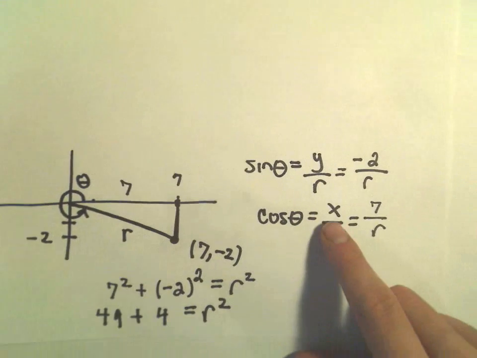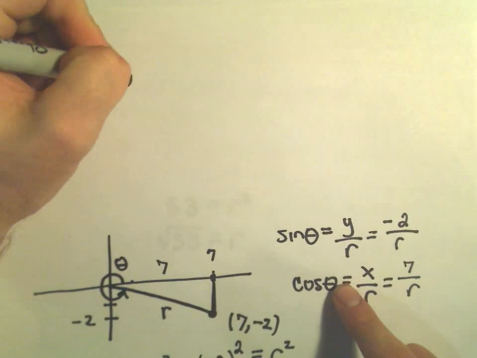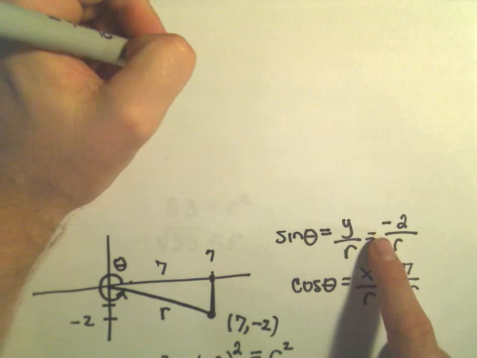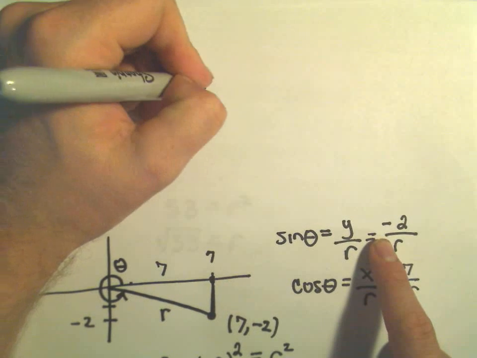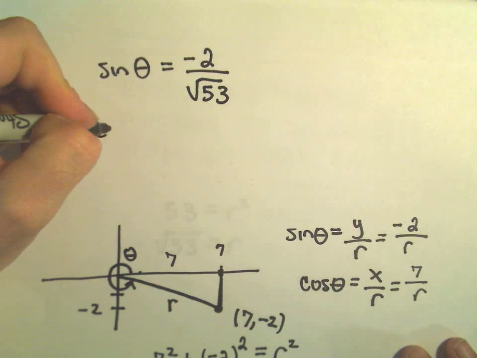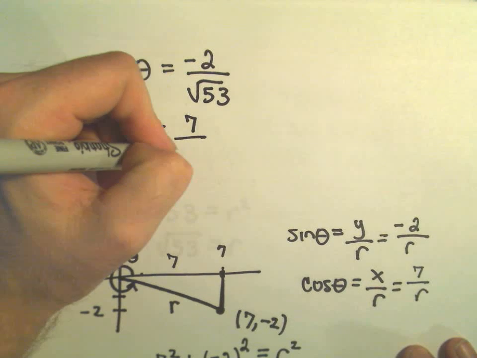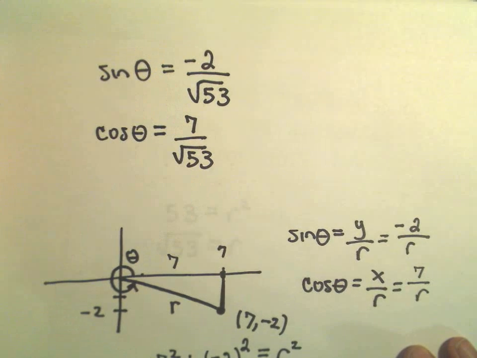But now all we have to do is plug that in. So sine of theta, we said that's y, which was -2, over r, which we just found to be the square root of 53. Cosine of theta is going to be the x-coordinate, which is 7 over the square root of 53.